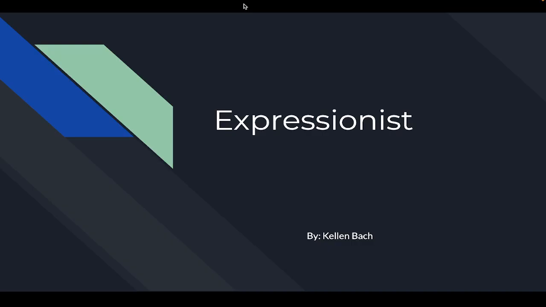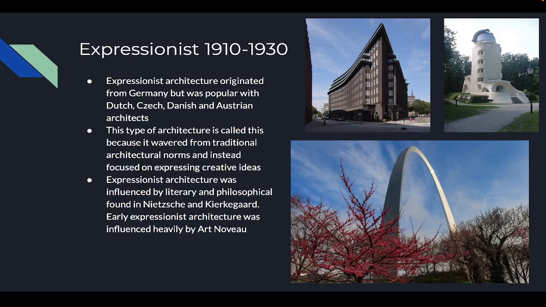All right, this will be my assignment for the Expressionist Art Period by Kellen Bach. The Expressionist movement started in 1910 and ended about 1930. Expressionist architecture originated from Germany, but was popular with the Dutch, Czech, Danish, and Austrian architects. This type of architecture is called this because it wavered from traditional architectural norms and instead focused on expressing creative ideas. As you can see around here, not exactly the typical building that you might see down the street.